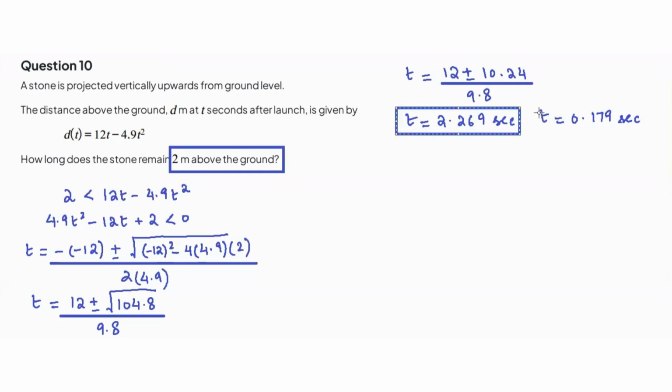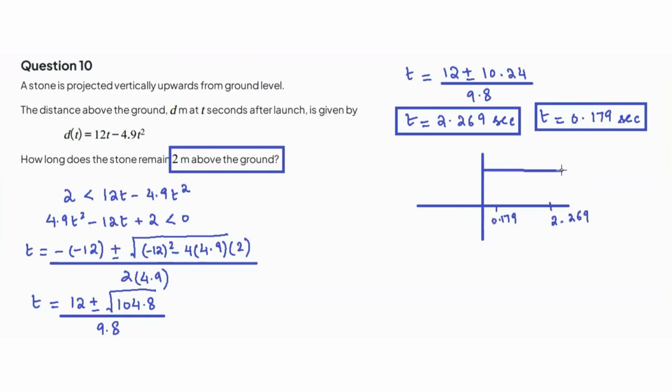Now, this is still not the final answer. What we're going to do now is see how long the stone remains 2 meters above the ground. Since it's a quadratic inequality, I'm going to make a quick graph, with 0.179 over here and 2.269 over here. This is the graph that we have.